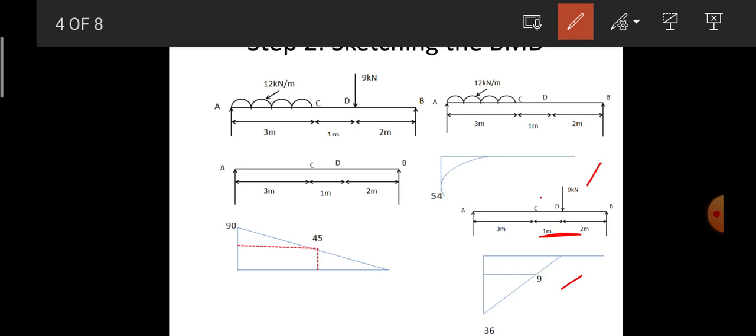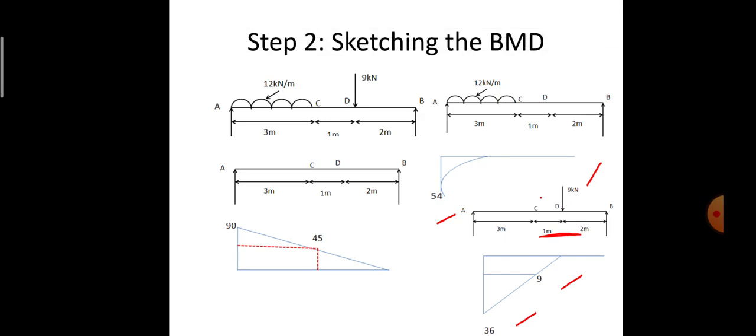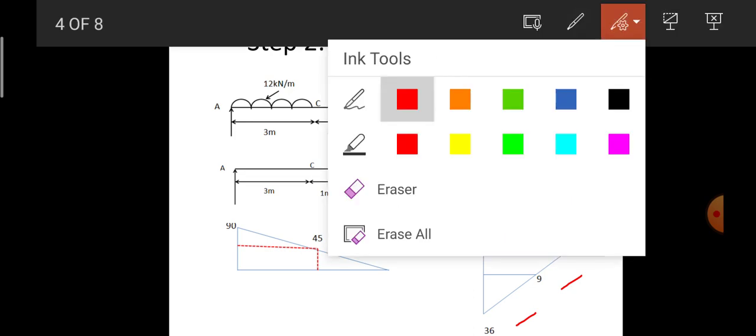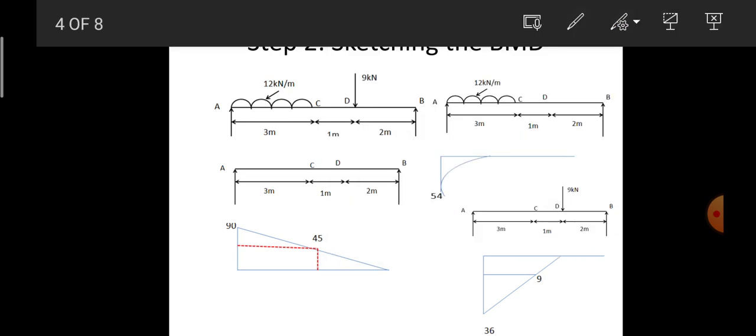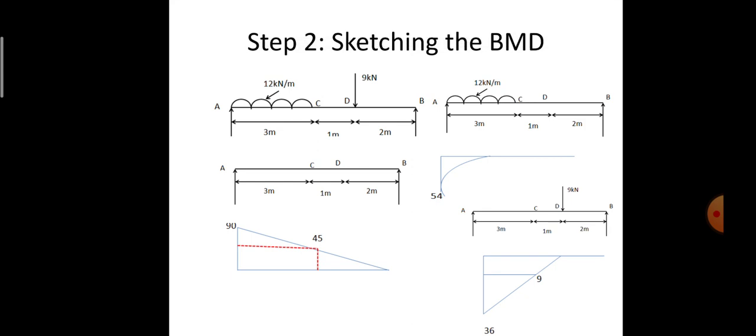Next is the bending moment at point A. It is 9 into the distance between D and A, which is 4 meters. So 9 into 4 comes to 36 clockwise, hence it is taken as negative. This is all about sketching of the bending moment diagram by taking the individual loads into consideration for easy calculation of slope and deflection.